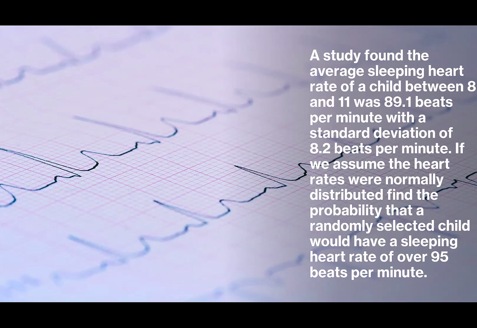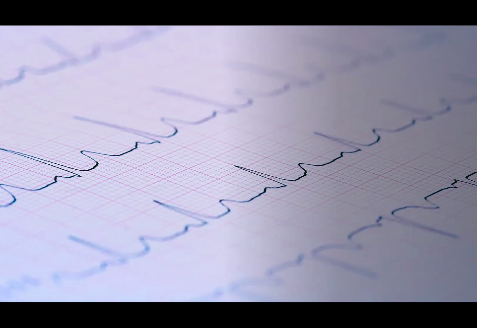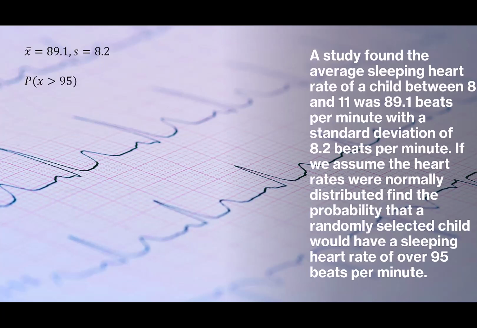This time, a study found the average sleeping heart rate of a child between 8 and 11 is 89.1 beats per minute with a standard deviation of 8.2 beats per minute. If we assume the heart rates were normally distributed, we want to find the probability that a randomly selected child would have a sleeping heart rate over 95 beats per minute. We are looking for the probability that x is greater than 95.